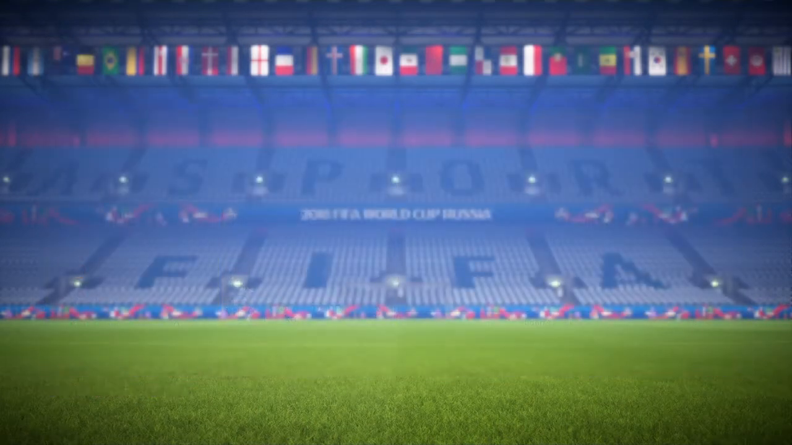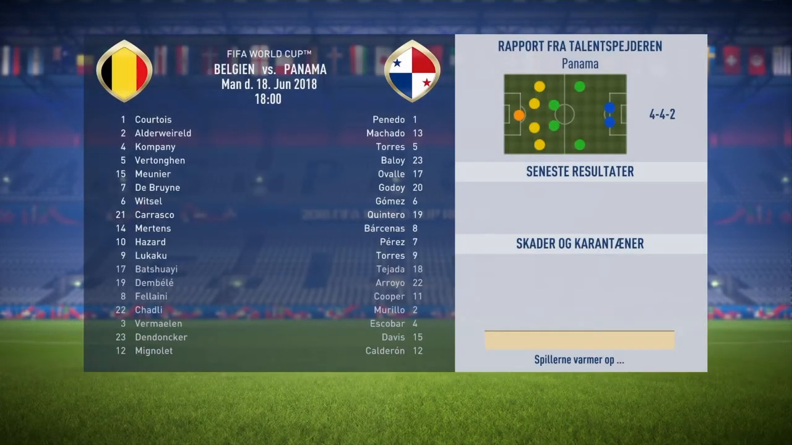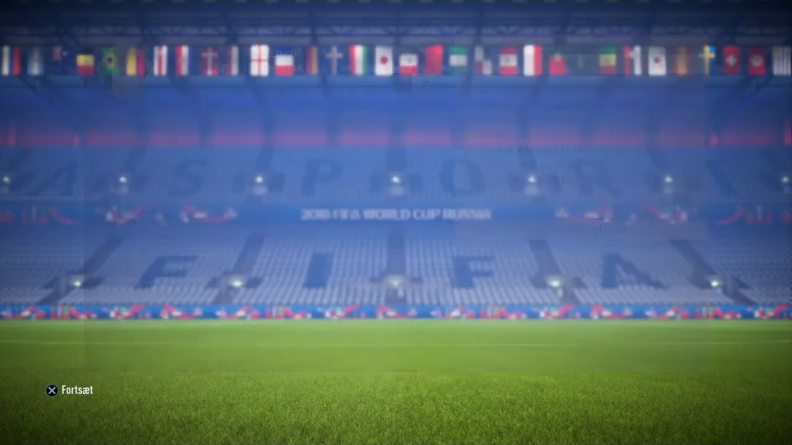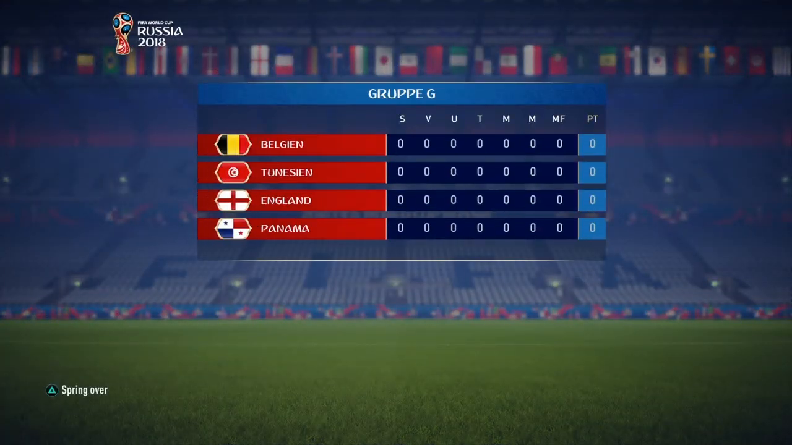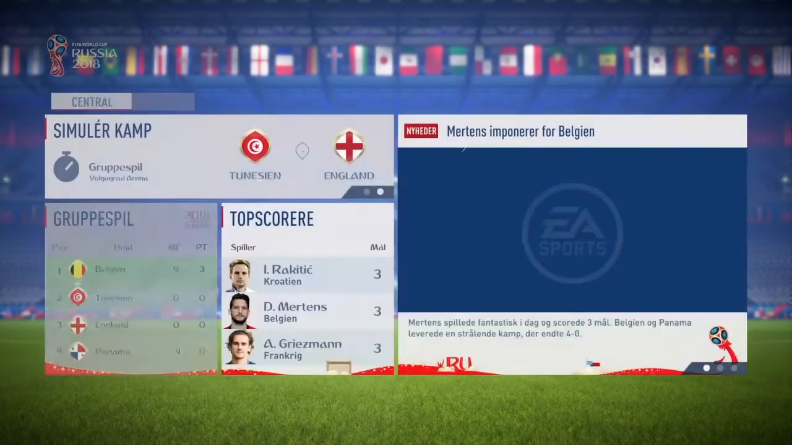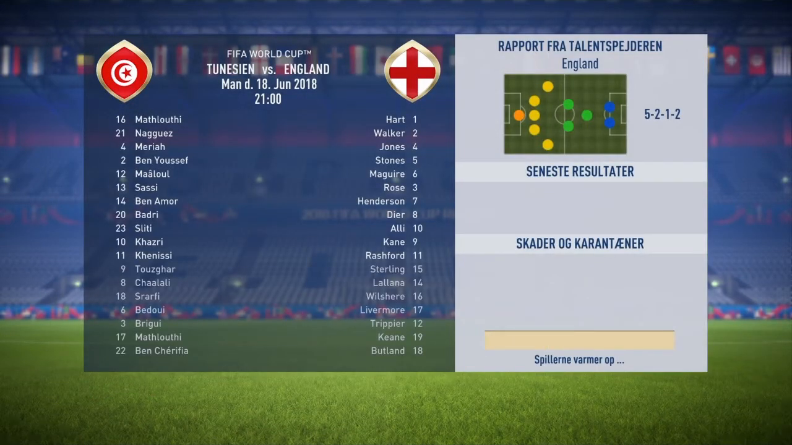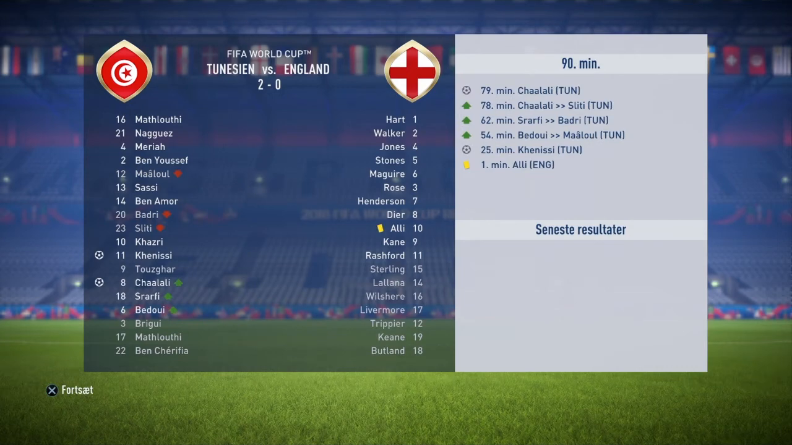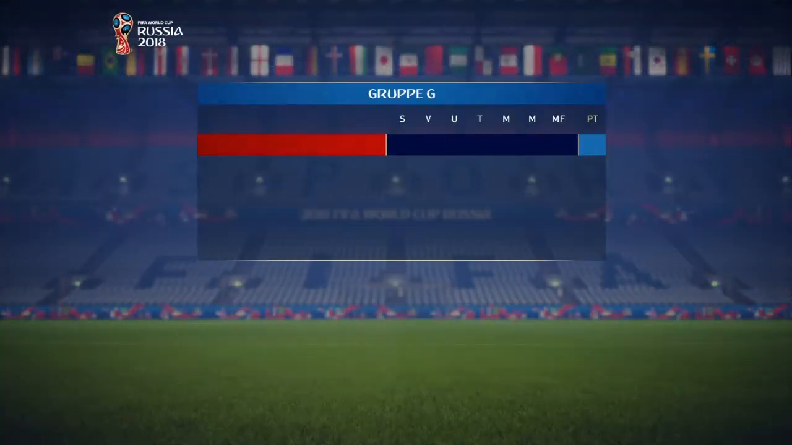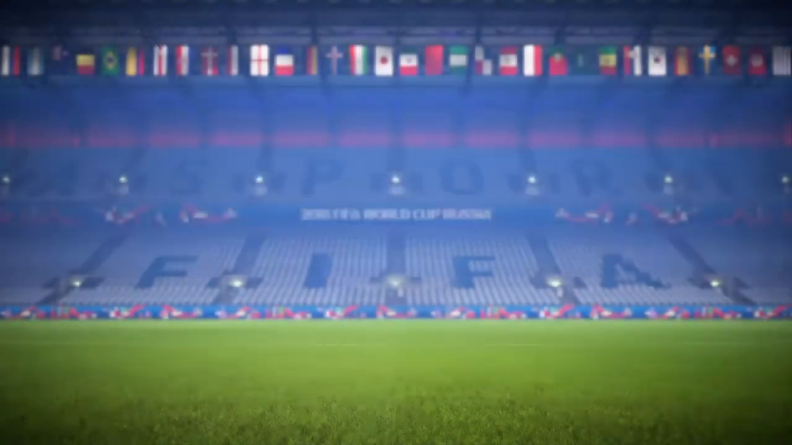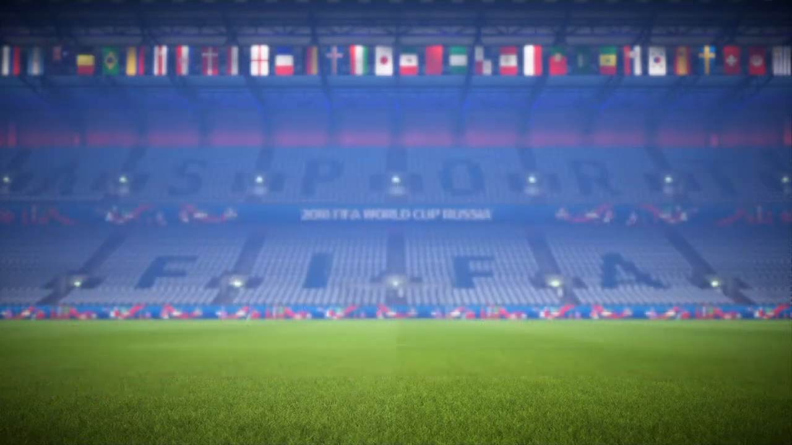Then we got Belgium against Panama. And what will Belgium win 4-0? I expected them to win a hat-trick from Dries Mertens. And then I think it was Thomas Meunier who scored the last goal. Interesting development. Tunisia against England. And here Tunisia wins 2-0. Oh, not good for England. Not good for England at all. Now they have to win against Panama and Belgium pretty much to go through.